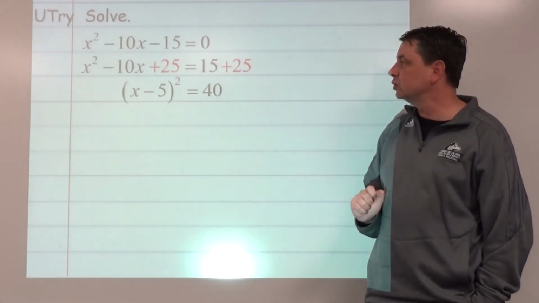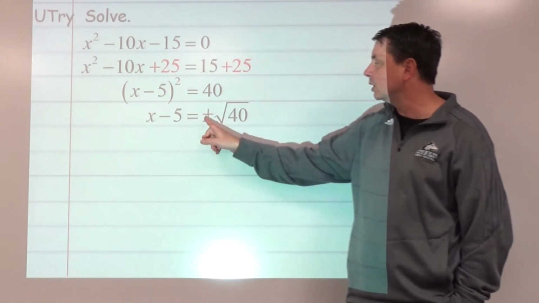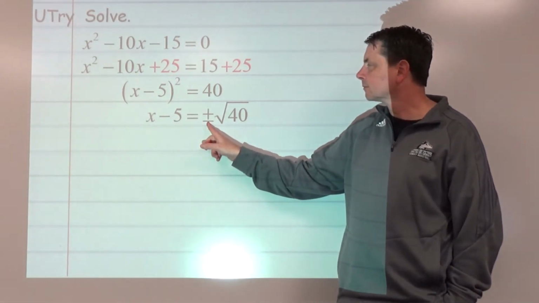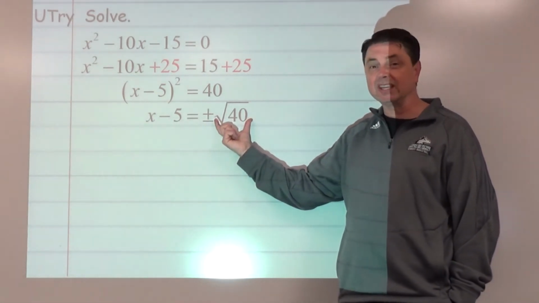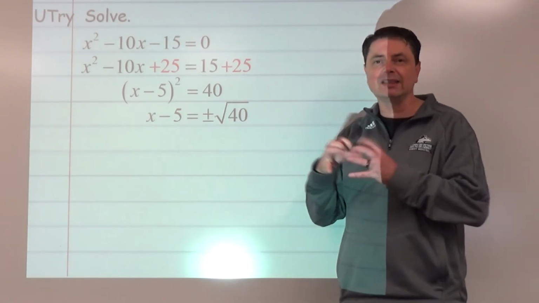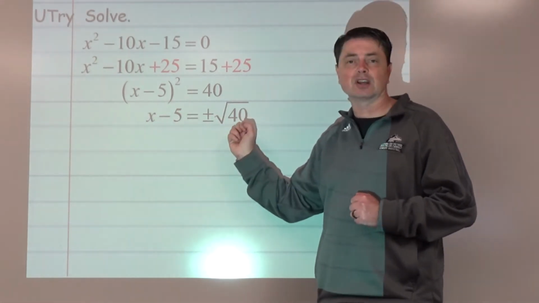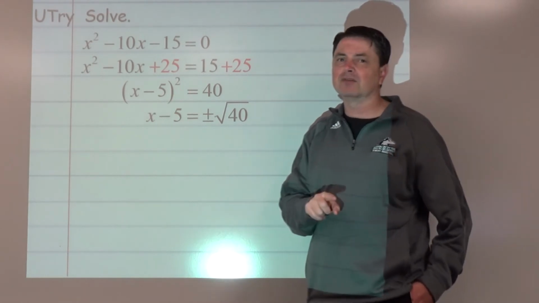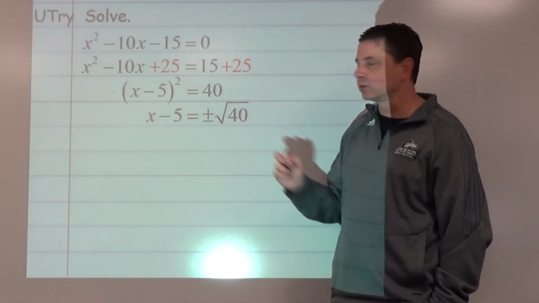Let's now square root both sides. Don't forget the plus or minus. Now with the square root of 40, I think we're going to need to simplify it. We're going to need to break that up. Think of a perfect square that goes into 40. Thinking 4. So root 4 times root 10.